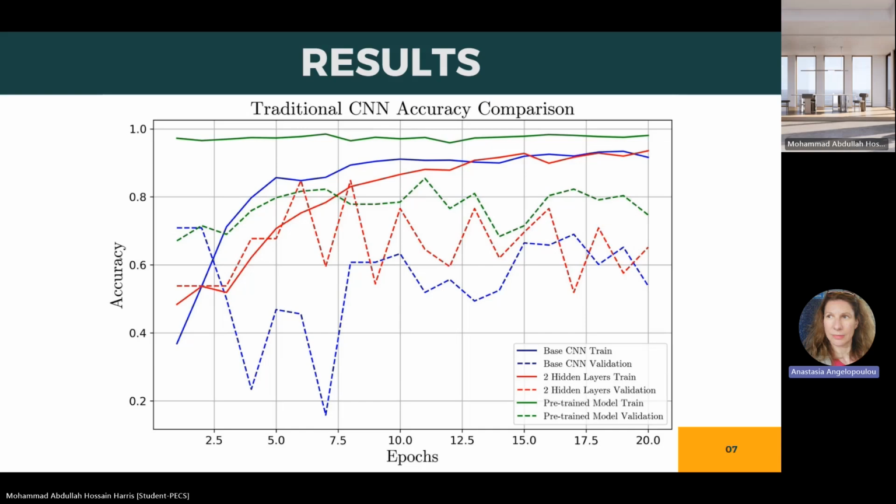Then we added 2 hidden layers. And the third thing that we did, to the 2 hidden layers, we pre-trained the model and we ran the data again, just to see how it's working. And as you can see, when we were pre-training the model, the training and the validation accuracy was nearing around 80 to 90%. And we use this as our baseline to compare our clustering algorithms.